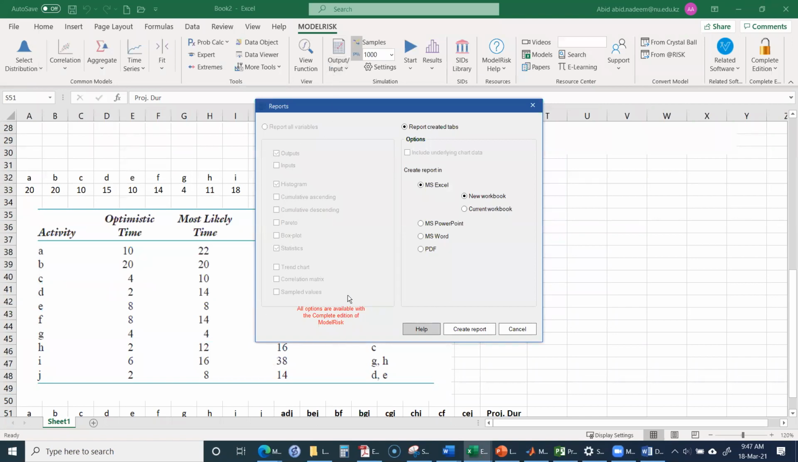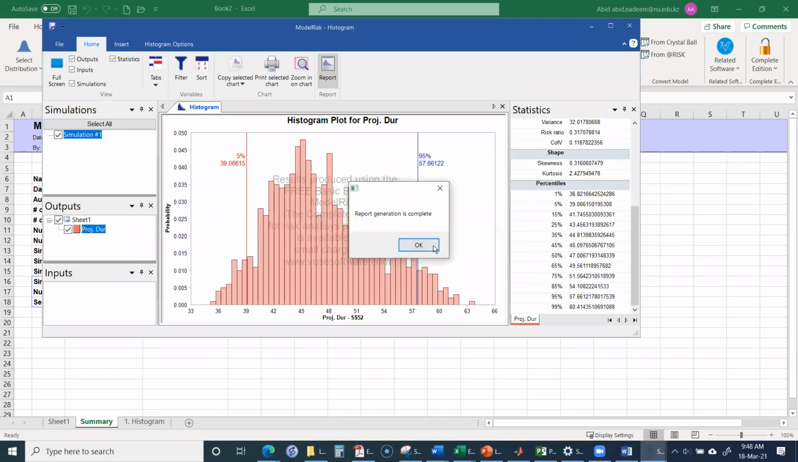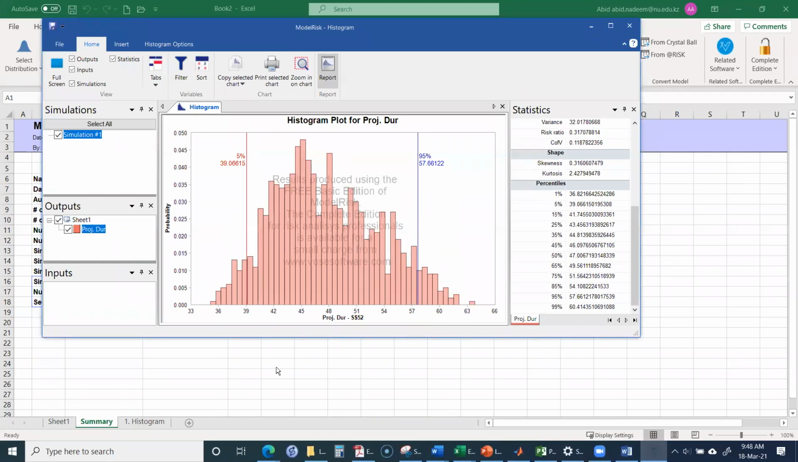And in this report, the full reporting features have been grayed out. That means I cannot select. The only thing which I can do is create the report. For example, if I want to create the report in Microsoft Excel, as a new workbook or the current workbook, I can select it, and then I can create the report. Okay, so this report is created. It will only show you the summary and this histogram.